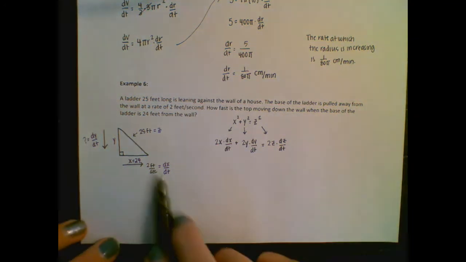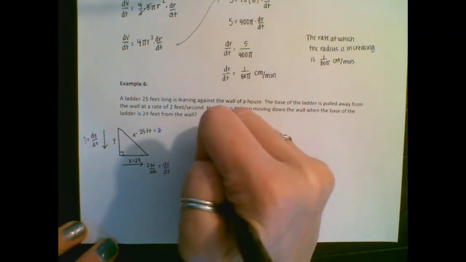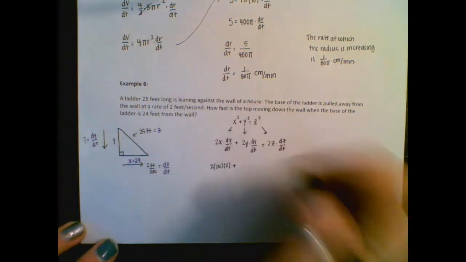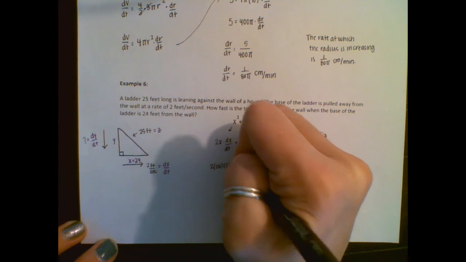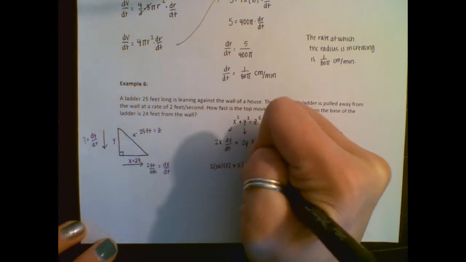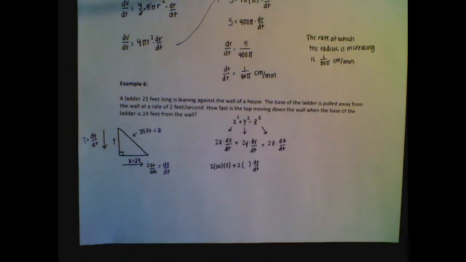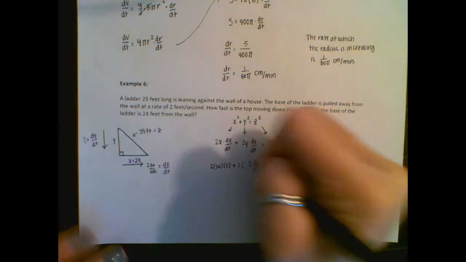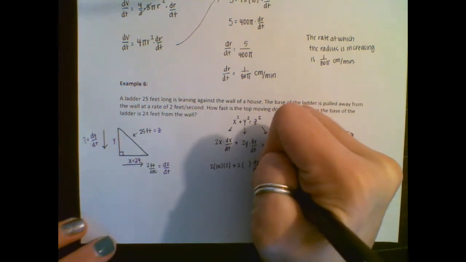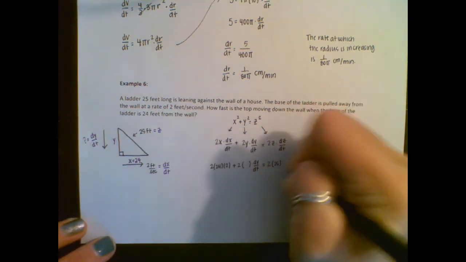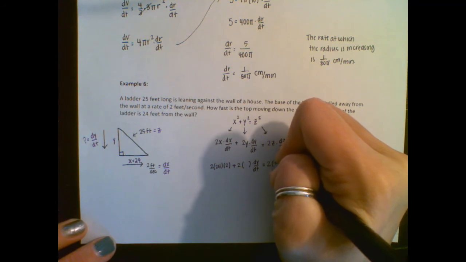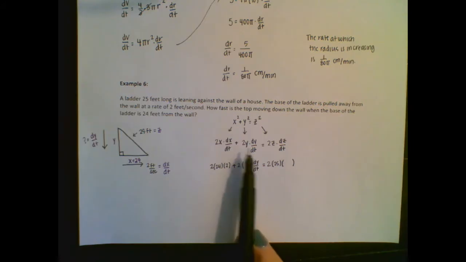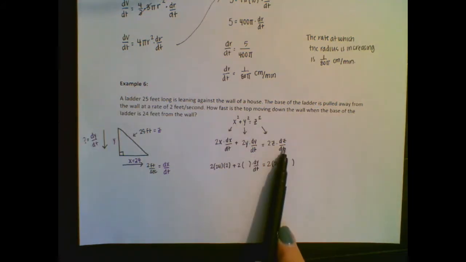So I know all of the information about x. So I know this is going to be 2 times the x value of 24 times the dx/dt of 2. I know that dy/dt is what I'm looking for here. I don't have any information about y yet, so I'm going to leave that for a quick second. But I do have information about z. I know that that's 25. But I also don't know anything about the dz/dt. So two things that we're missing here are y and dz/dt.